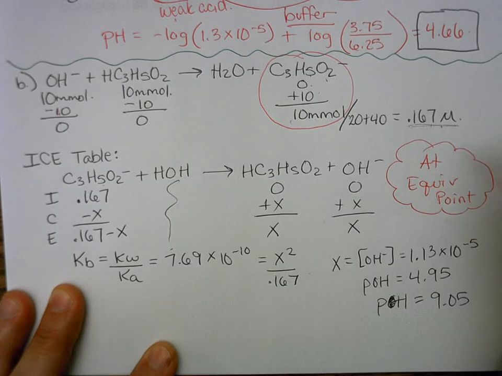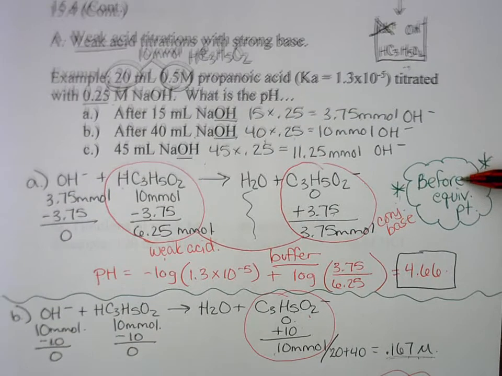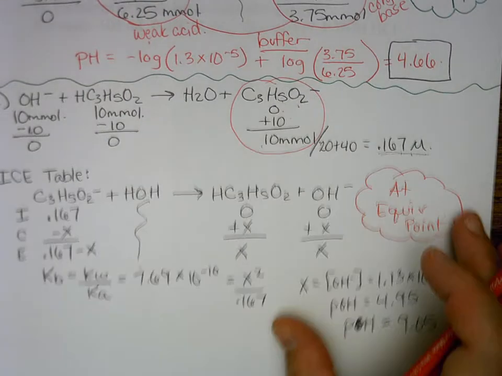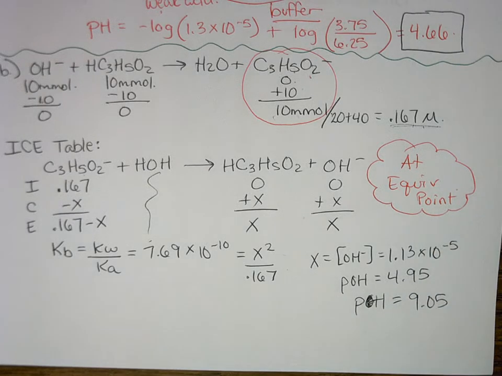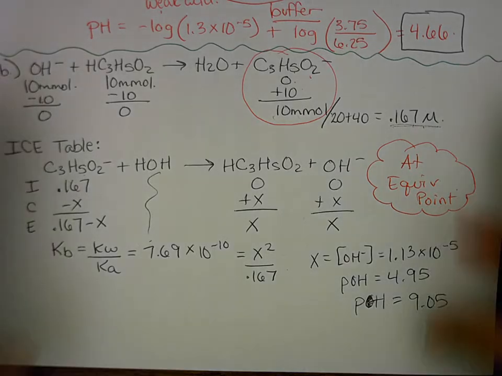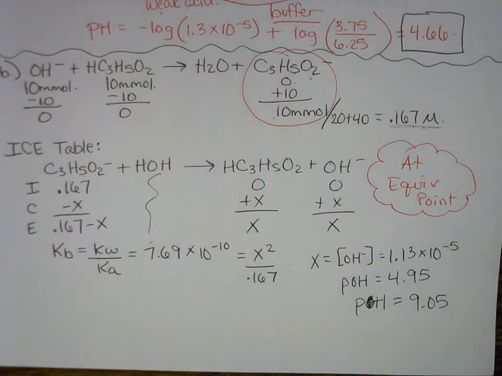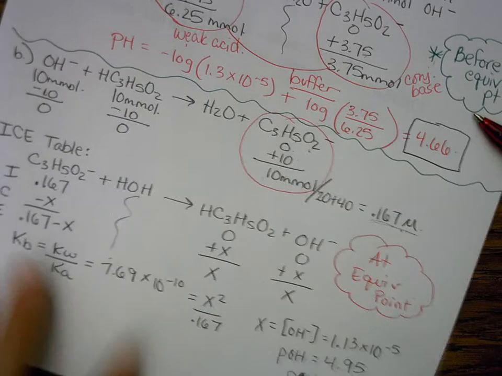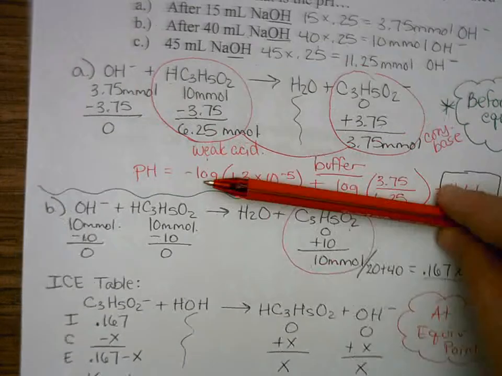Make sure that you're labeling this, like A was before the equivalence point, B is at the equivalence point, because on your test next Friday, you're going to have so many different problems. You're going to have buffer problems, strong acid-base titrations, weak acid-base titrations, and every little section is just a tiny little bit different. And so if you just remember things like, okay, before the equivalence point is always going to be a buffer, then you go through that process.